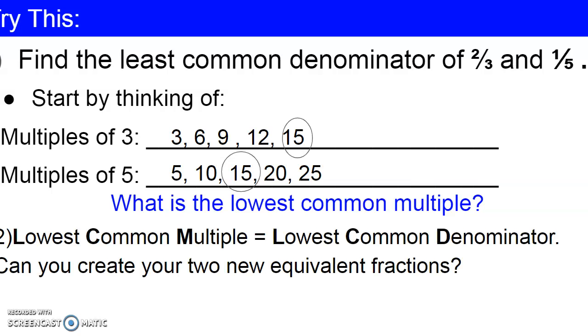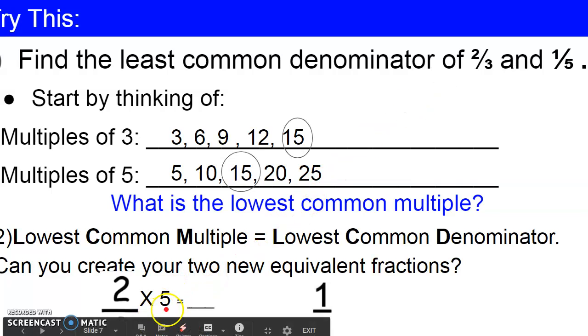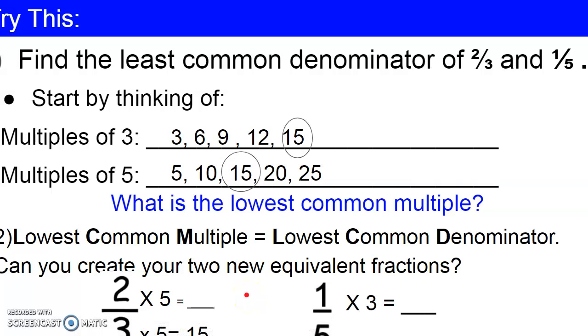Can you make two new equivalent fractions with a denominator of 15? 2/3 and 1/5. Our denominator is 15. 3 times what equals 15? 3 times 5. We're going to multiply the 2 by 5 as well. 2 times 5 equals 10. Our new fraction is 10/15.